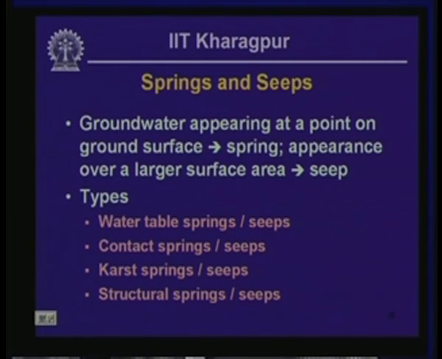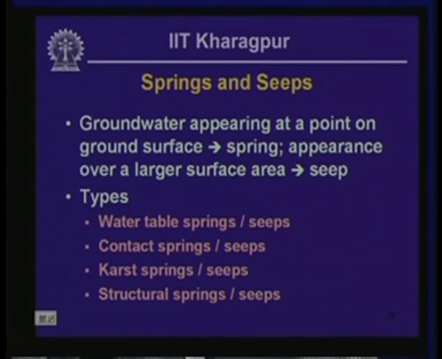Springs and seeps, as we have discussed, originate because of the appearance of groundwater at a point on the ground surface or over an area. In the first case, we are going to have a series of springs, and in the second case we are going to have the development of groundwater seeps.